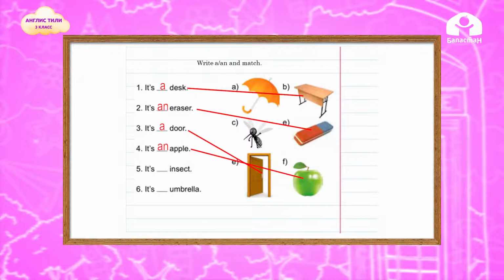It's an insect. What do you choose, a or an? Write an. It's an umbrella. What do you choose? Yes, you're right. An. It's an umbrella.